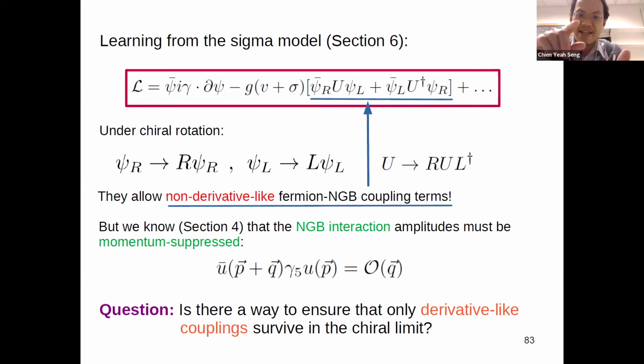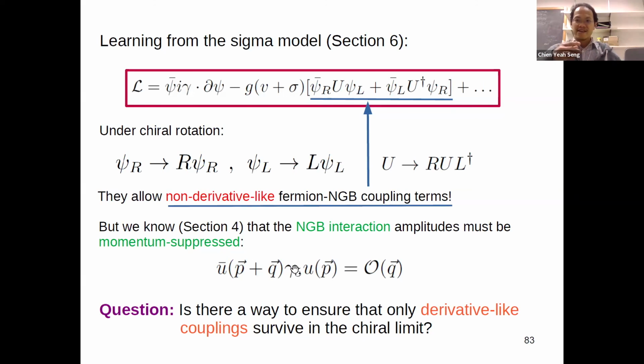So psi bar times gamma 5 times psi times pi, something like that. But you know that if you look at the spinor, psi bar times gamma 5 times psi will be 0 if there is no momentum exchange. Therefore, still the Nambu-Goldstone boson does not interact with the fermion if it carries no momentum. But it would be beneficial if we can see explicitly the momentum suppression directly from the Lagrangian without the need to go to the spinor.